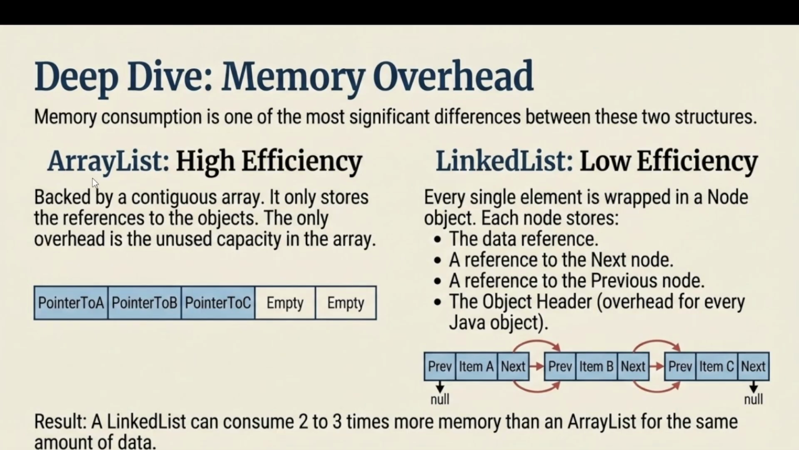From a memory point of view, ArrayList is highly efficient and LinkedList is low efficiency. ArrayList is backed by a contiguous array and only stores references to the objects. The only overhead is the unused capacity in the array. For the LinkedList, every single element is wrapped into a node object. Each node stores the data, a reference to the next node, a reference to the previous node, and an object header. So a LinkedList can consume 2 to 3 times more memory than an ArrayList for the same amount of data. In this case, we can clearly say ArrayList has better performance.